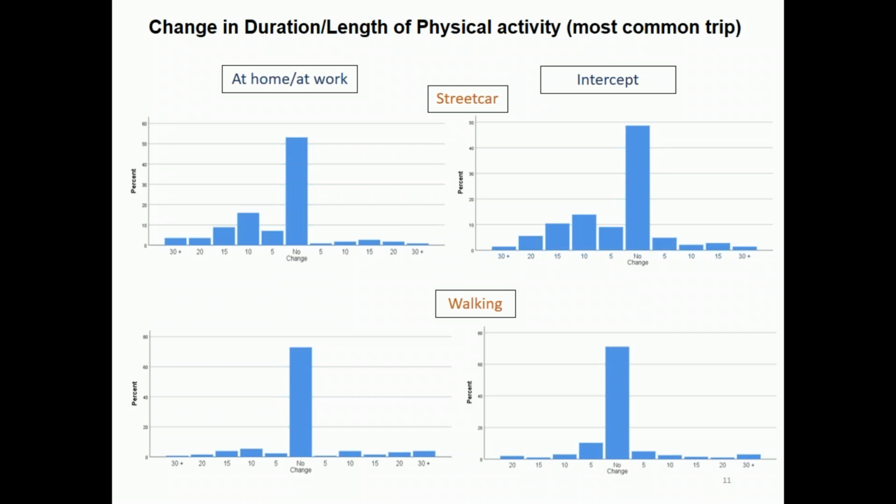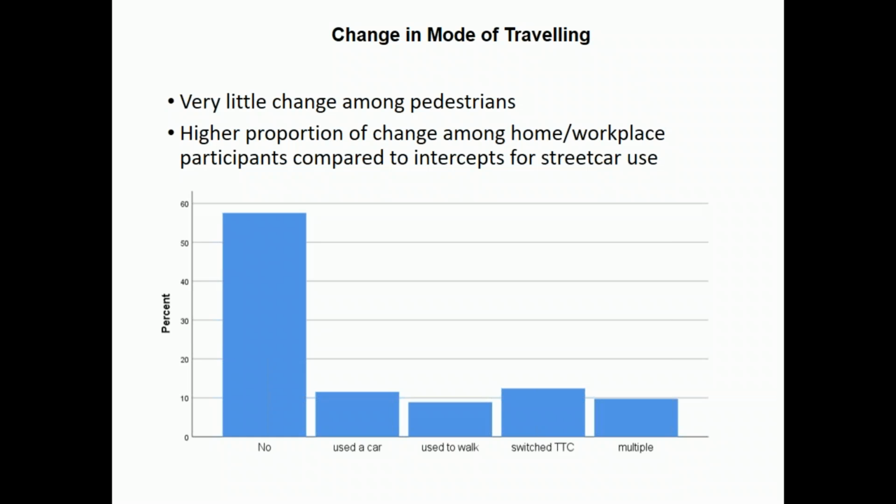Change in the duration and length of physical activities for the most common trip, where by physical activities we mean cycling and walking. Just to orient you, on the left side are residents and employers on King Street, and on the right side are intercepted people on King Street. On the top are streetcar users, and down below, pedestrians. The majority of participants responded that there is no change in the duration and length of physical activities, but the data suggests that there is a decrease of physical activities for about a subsample of streetcar users, which was an interesting outcome.